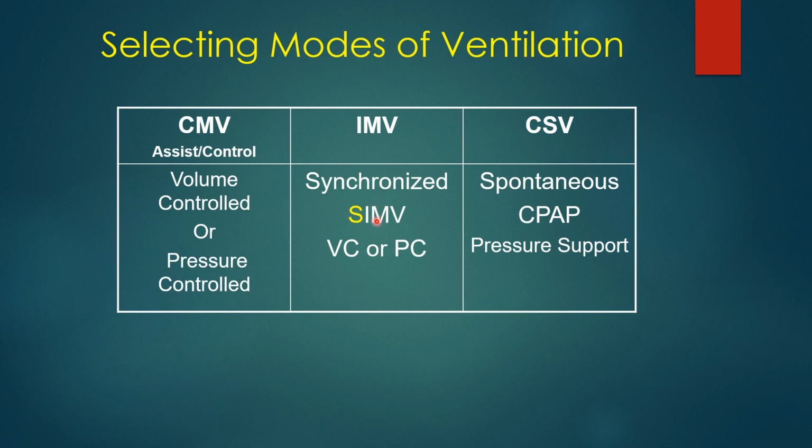Now, when the patient is breathing in IMV, he's getting some mandatory breaths and some spontaneous breaths. The mandatory breaths can be volume controlled if we choose volume controlled breaths, or pressure controlled breaths. So this is pretty much our three modes. The ventilator's doing all the breathing, the patient's doing all the breathing, or this IMV, SIMV, is where some of the breaths are from the ventilator and some are from the patient. And that's our three modes of ventilation.